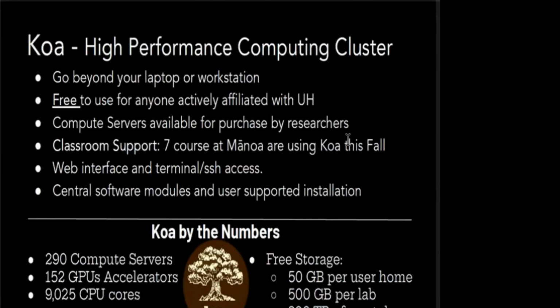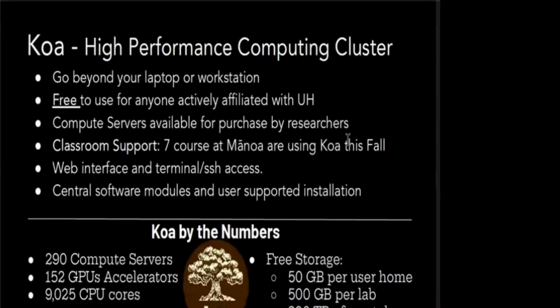What is COA? It's 290 compute servers, all networked together to make a cluster. There are 152 GPU accelerators on COA. If you add up all the cores on all the servers, all the cores that are available to users are 9,025 CPU cores. We do offer free storage on COA.